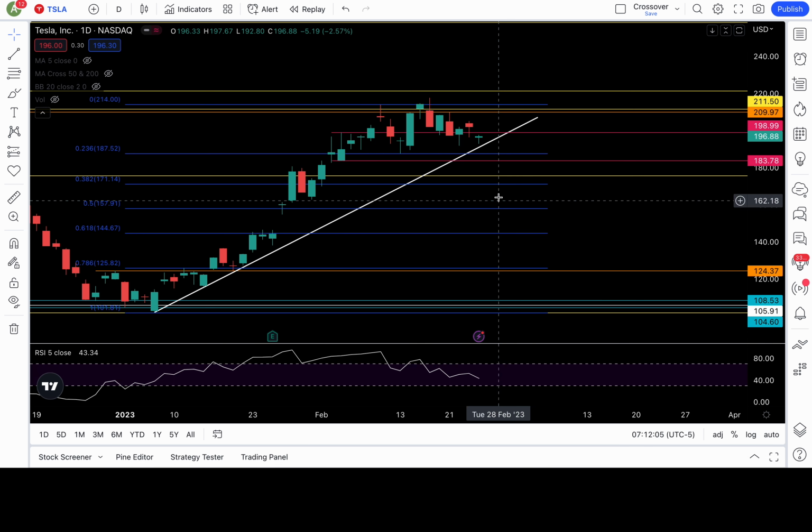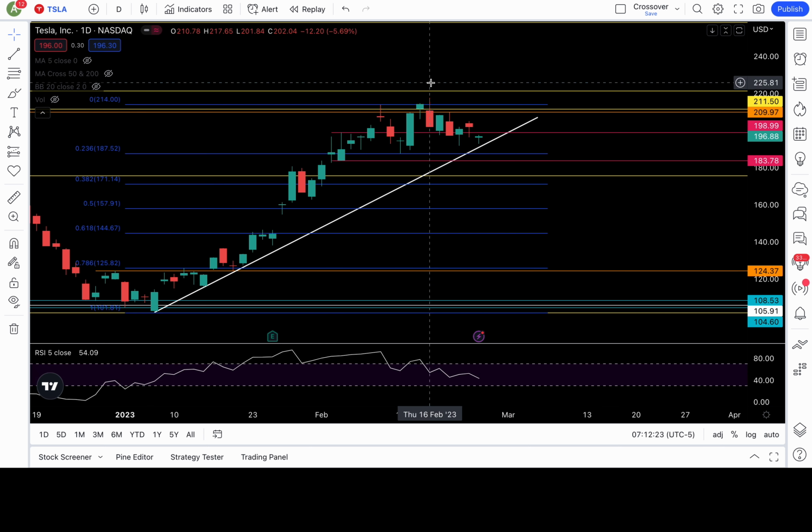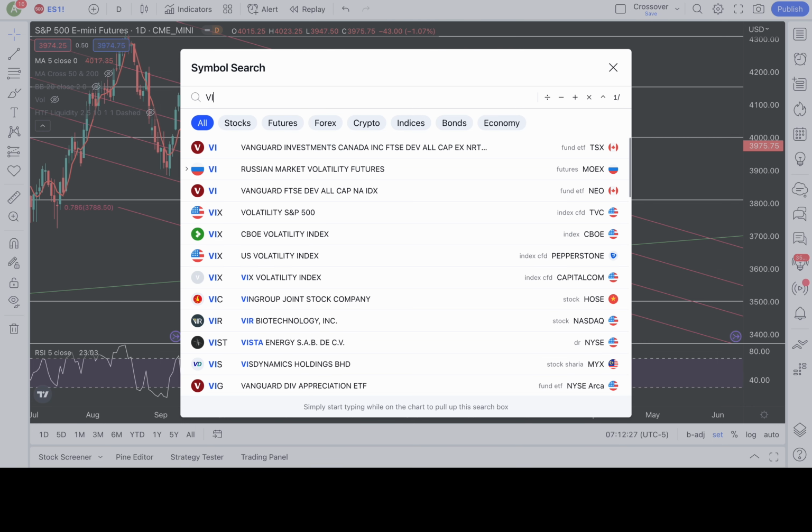187.5, 183.7, and 176 would be levels that I'll be watching. Also 180.5, forgot to mention that. Can't get bullish unless 199 is recaptured to put 210 and 214 back in play. Also 206 en route as well. That's futures. Let me put on the VIX.